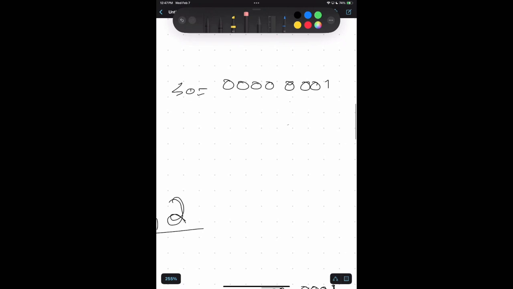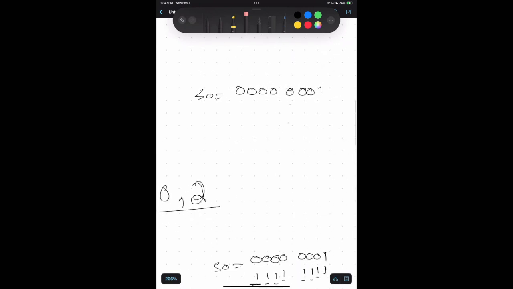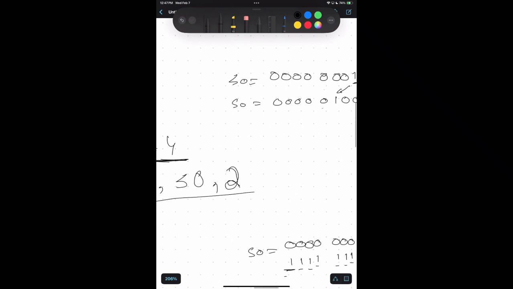So if you have a value 1, and you multiply it by 4, what will it become? 4, right? This is the value 4, isn't it? How many times was the original value shifted? 2 times. That is why we have written 2 here.